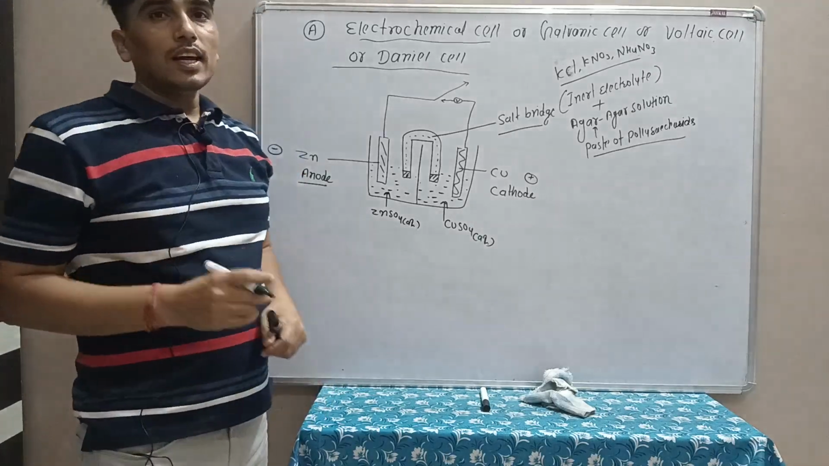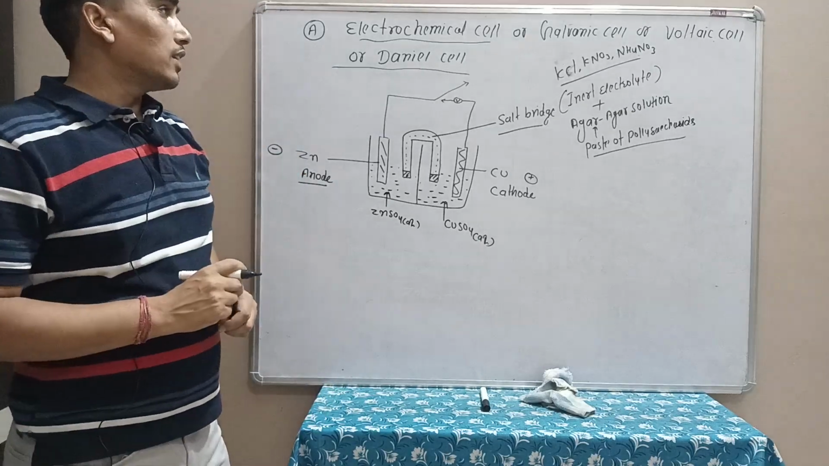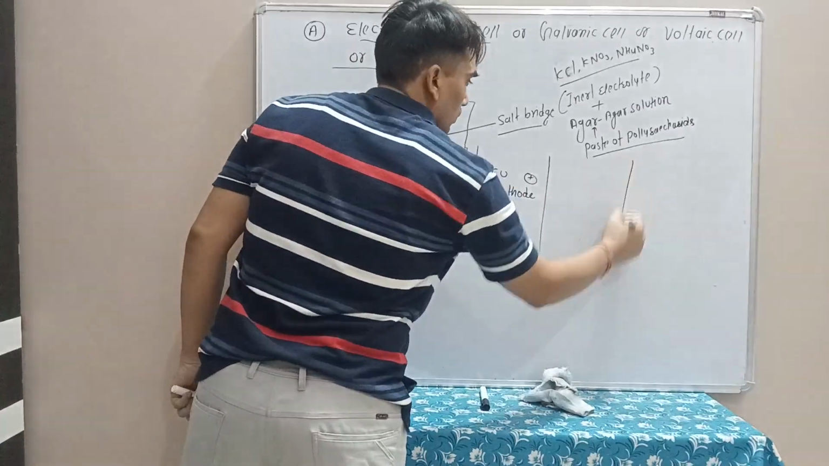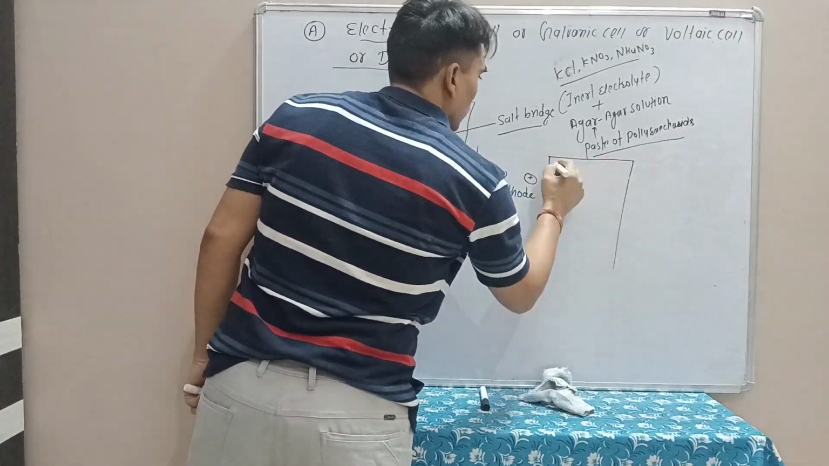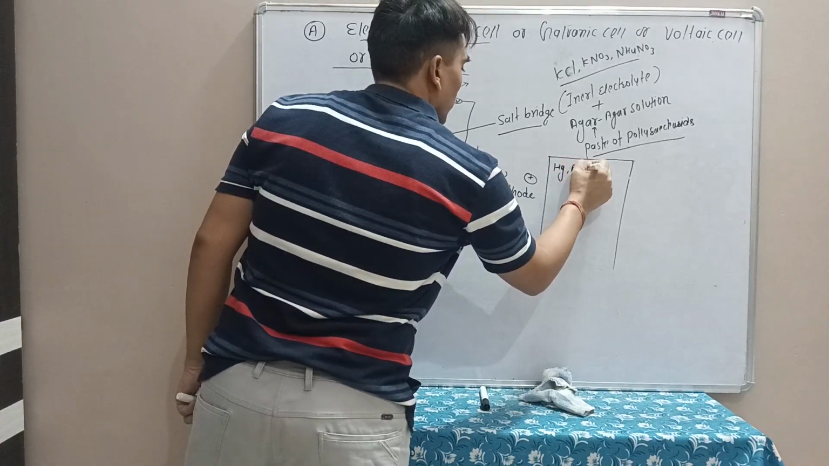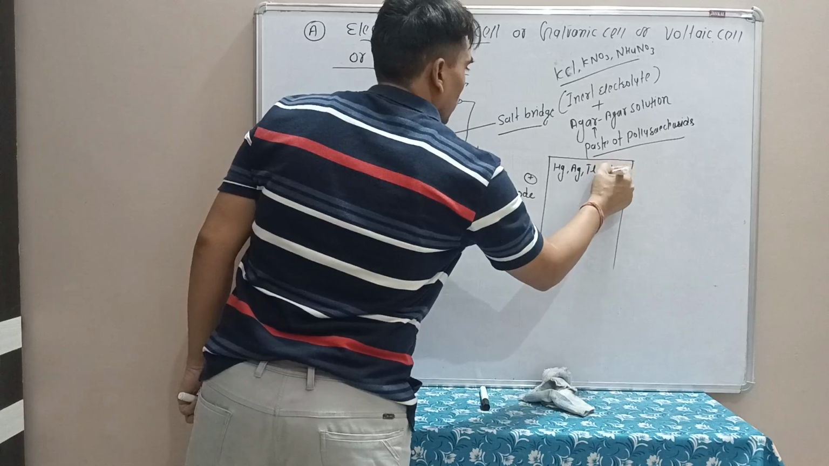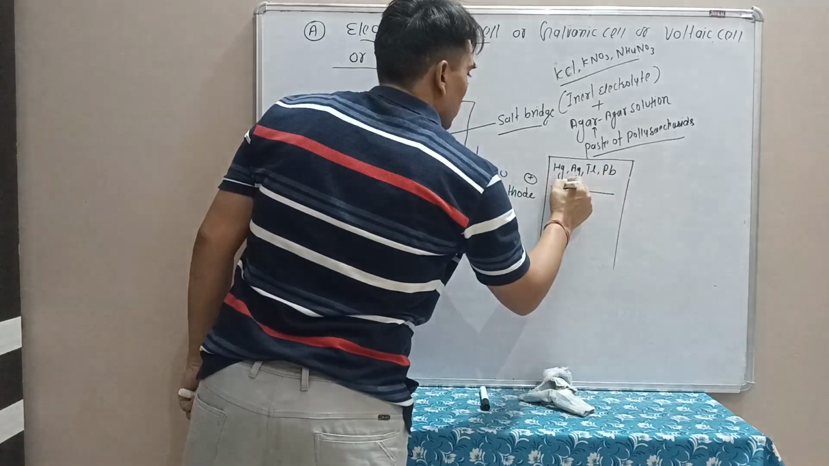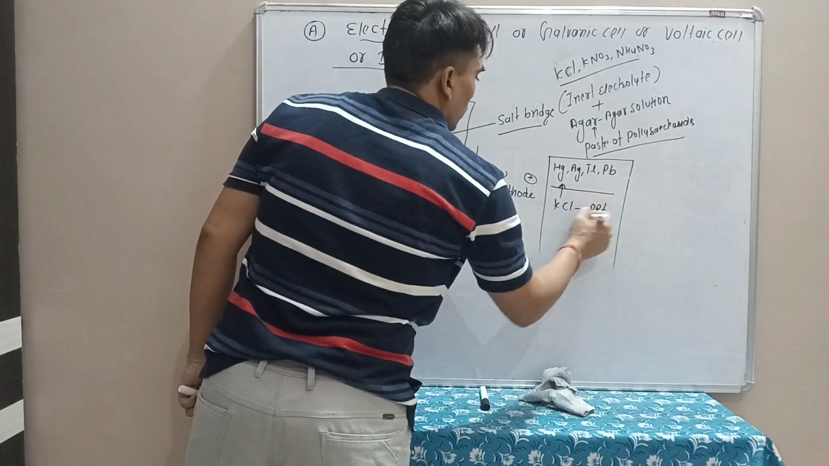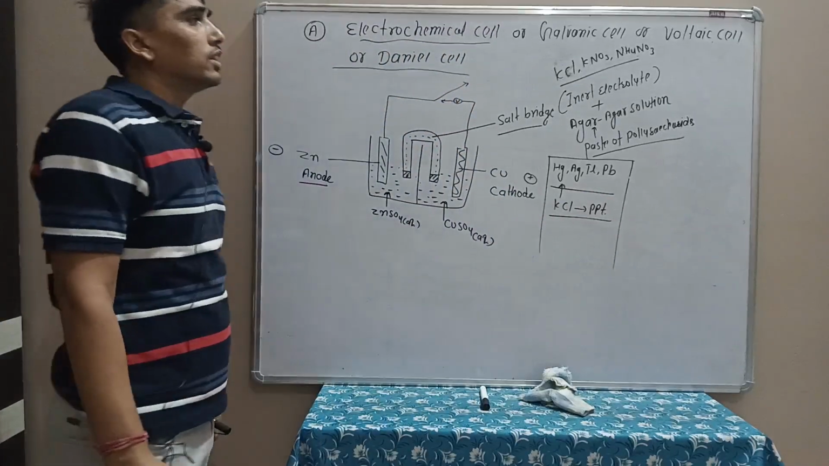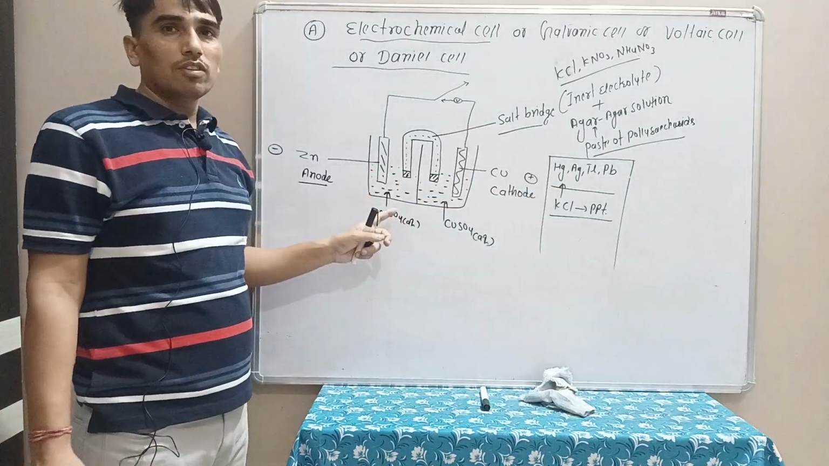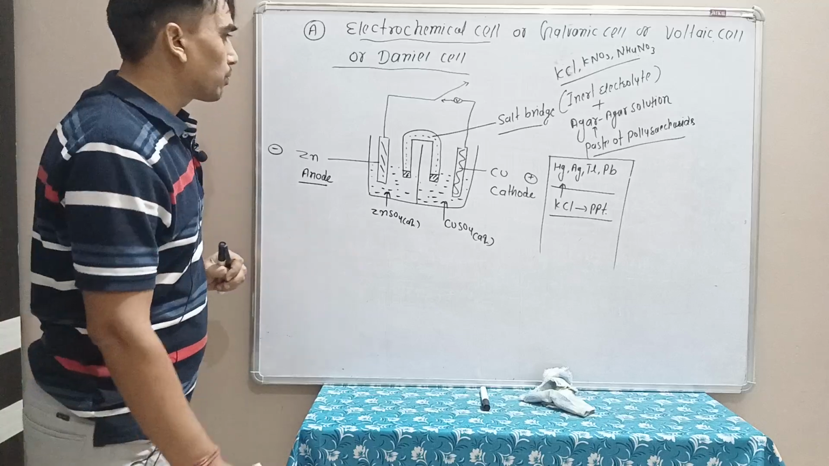If we take KCl as an inert electrolyte, then we cannot use the metal electrodes Hg, Ag, Tl, Pb, because KCl can form precipitates with these metals, and the precipitate will settle down and the reaction will not be possible.